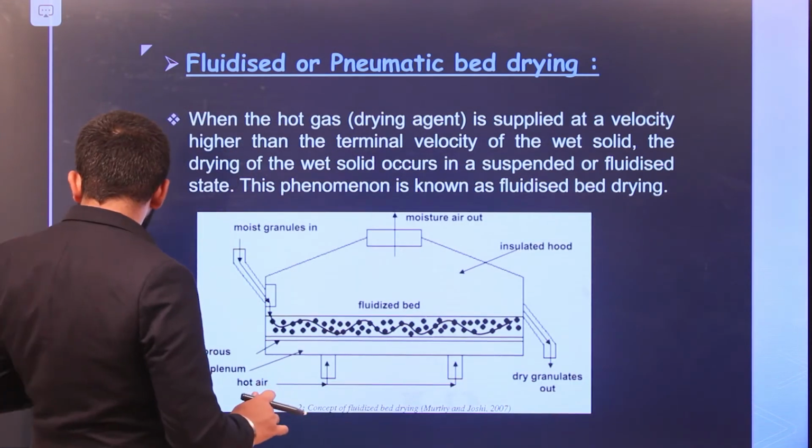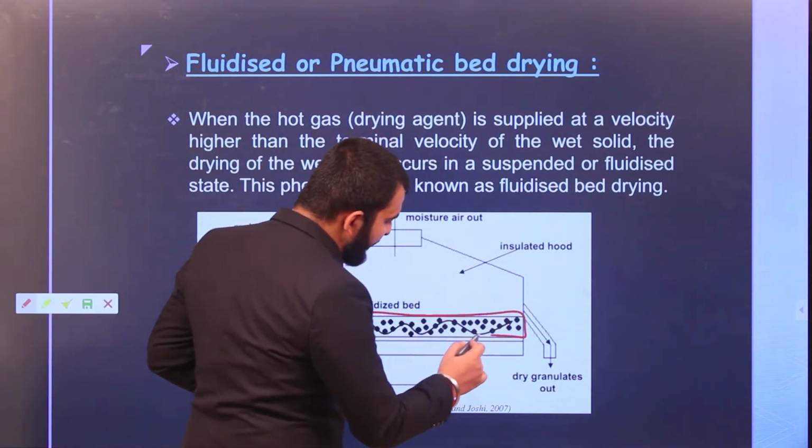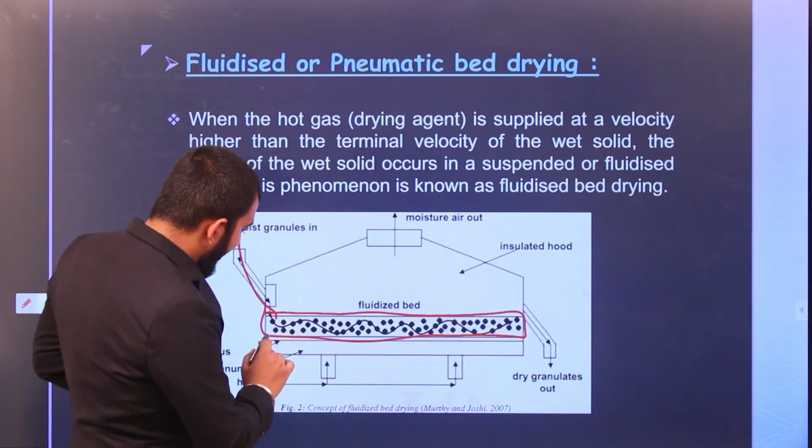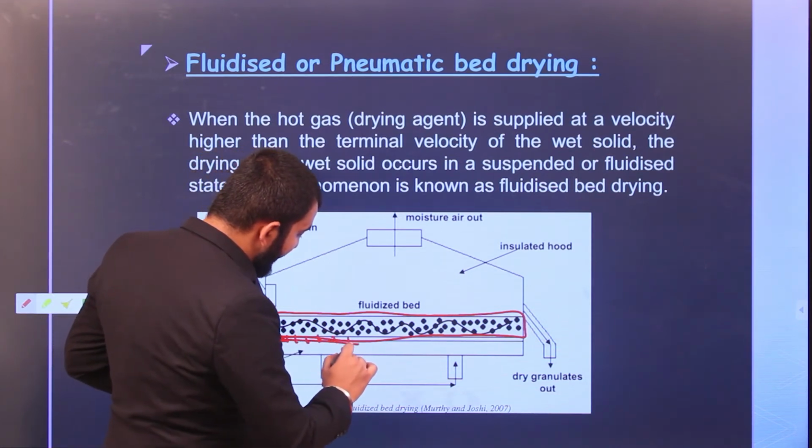So as you can see here, moist grains are coming through. This is the bed where the moist grains are stored, and the bottom of this bed, okay, this one, is perforated.